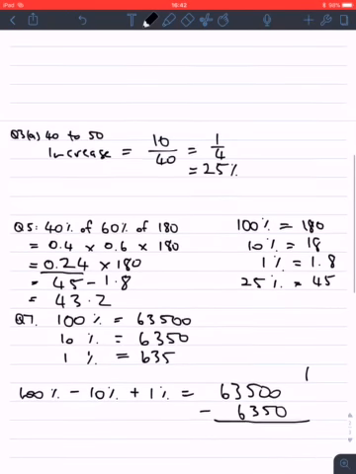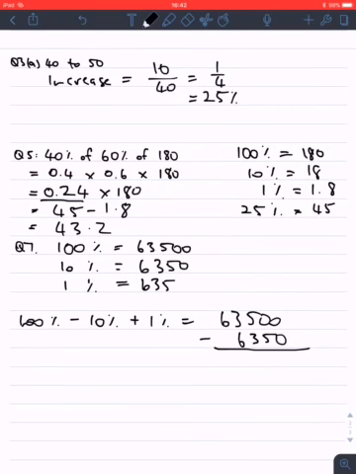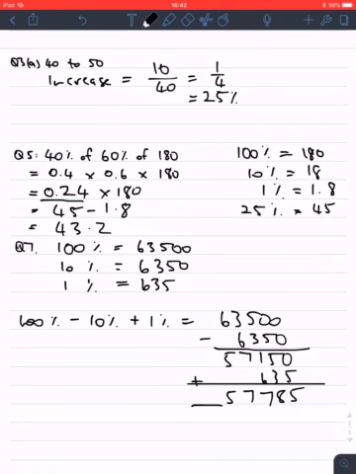Let's do that one first. Equals what? 63 minus 6 is 57, so 57,150. And then I've still got to add on my 1%, so 635. So I'm going to have 57,785. So that's 91%. So 91% equals that.